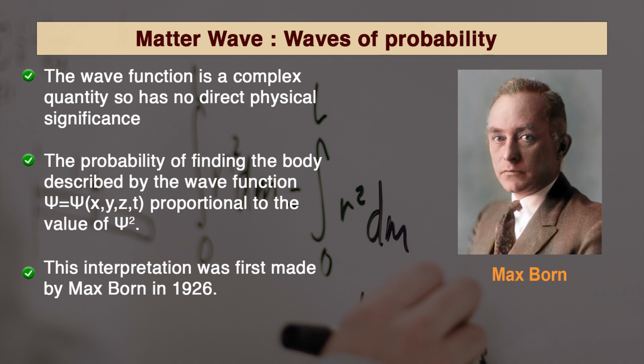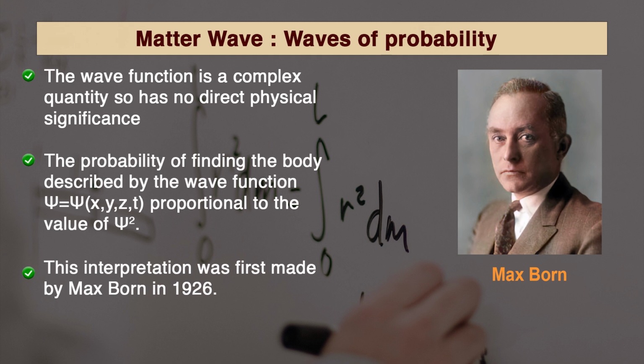We will convert this into a real quantity, and the simple mathematical way to do that is taking its square. If we take psi square, which is psi multiplied by psi star, where psi star is the complex conjugate of psi, then by doing some simple complex mathematics we find that psi square is a real quantity.